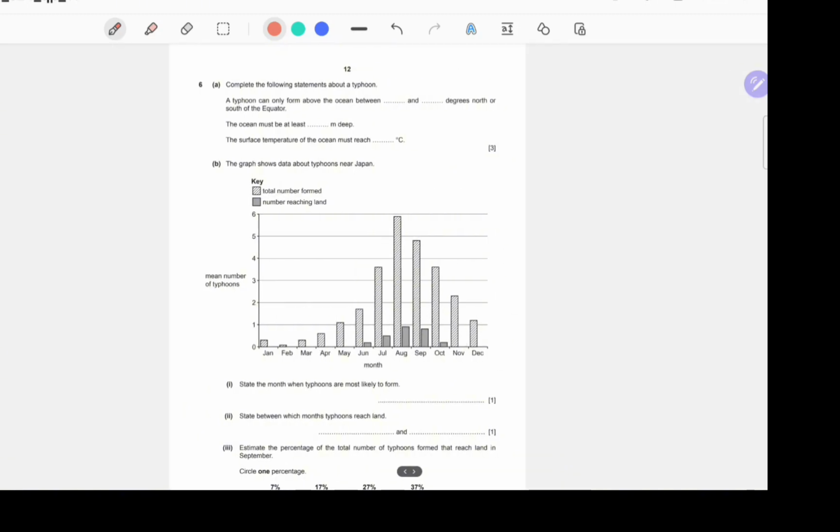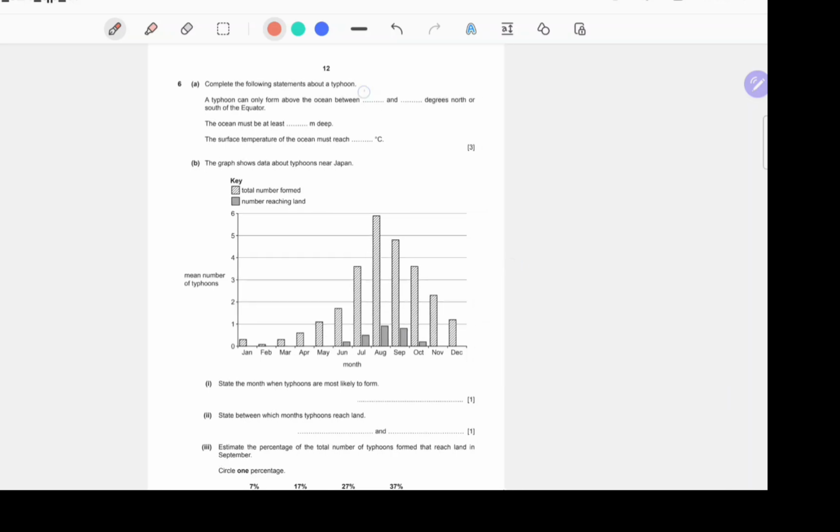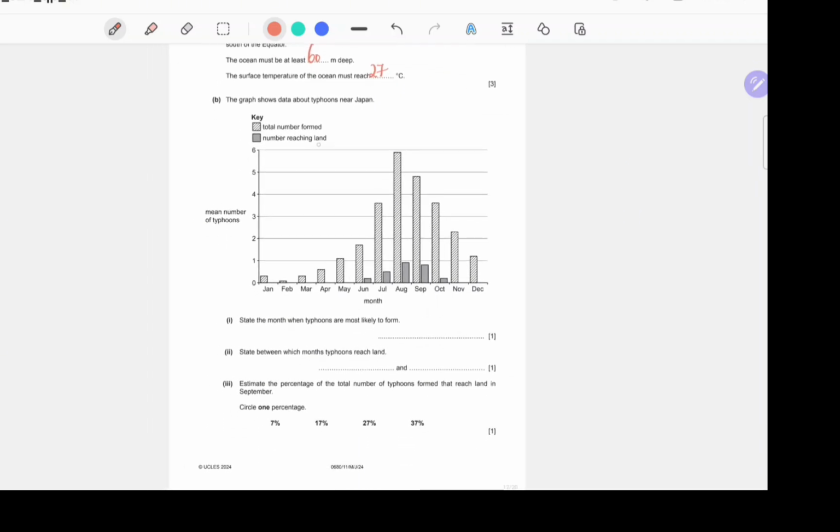Next question, sixth part. Okay, complete the following statements about a typhoon. A typhoon can only form above the ocean between 5 degrees and 20 degrees north and south of the equator. This ocean must be at least 60 meters deep. The surface temperature should be around 27 degrees. Okay, next, the graph shows the data about typhoons near Japan. The total number formed and the number reaching the land is given.